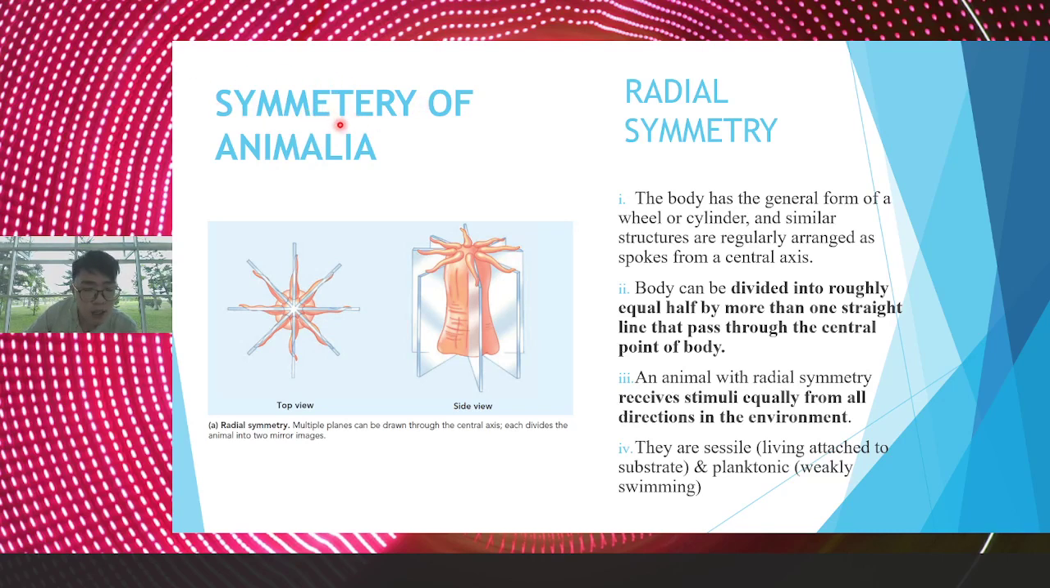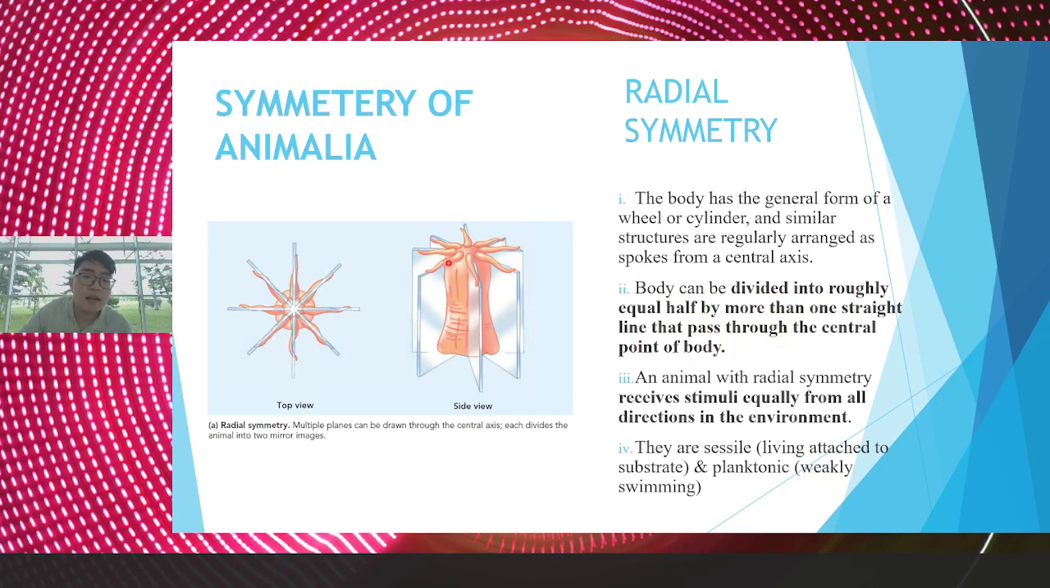Related to the shape, right? Okay, so radial symmetry is where the body has the general form of a wheel or cylinder, and similar structures are regularly arranged as spokes from a central axis. Maybe for this one, you just have to know that it is a cylinder shape and it has a regular shape. And the most important thing: the body can be divided into roughly equal halves by more than one straight line that passes through the central point of the body.